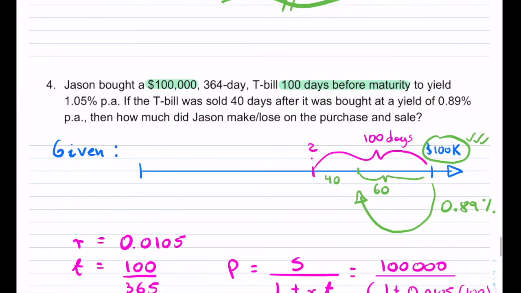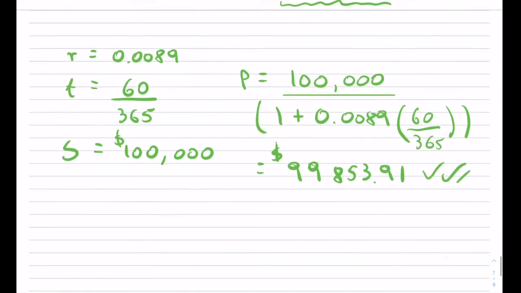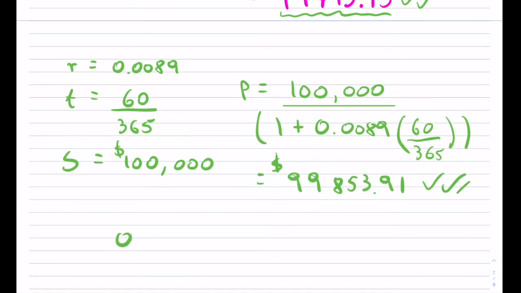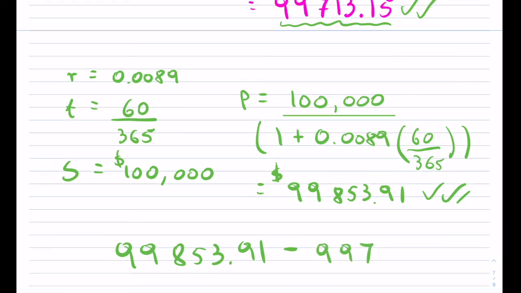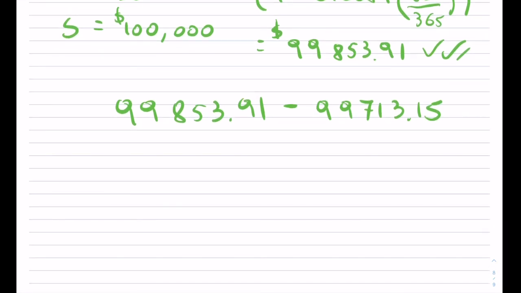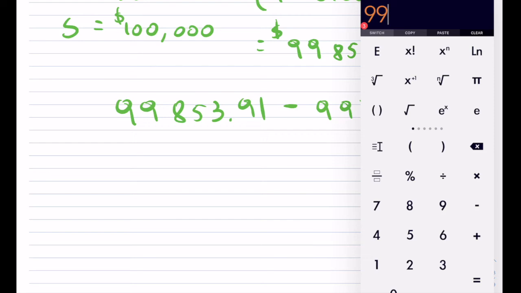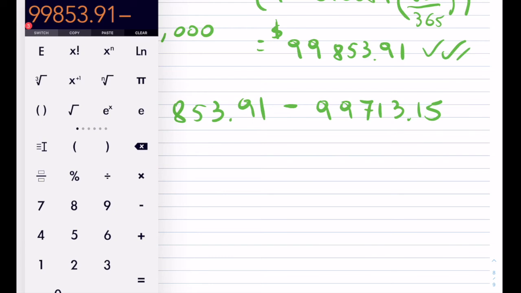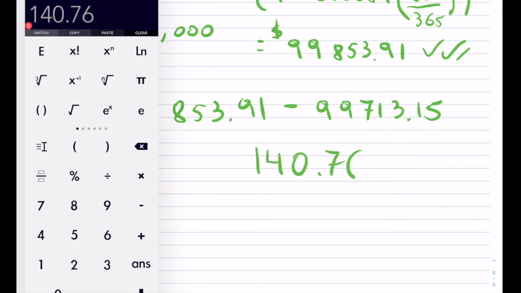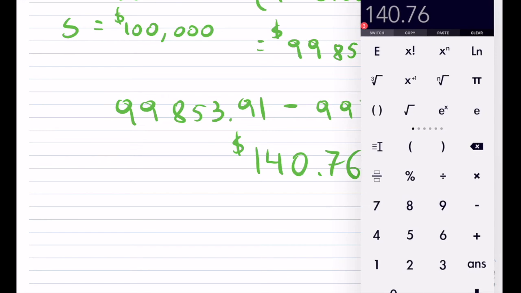So if I want to know how much I made on this sale, well, then hopefully you can see that this is our selling price minus our purchase price. And it looks like I will make, I mean, it won't be a lot, but I will make a little bit. And I just punch that in. So 99853.91 minus 99713.15 equals. So I basically made $140.76. That's how much I made.